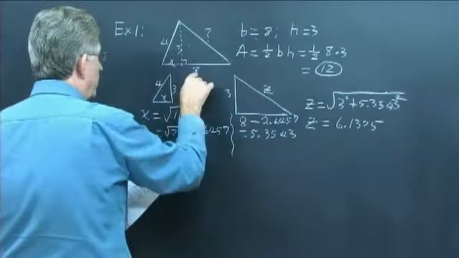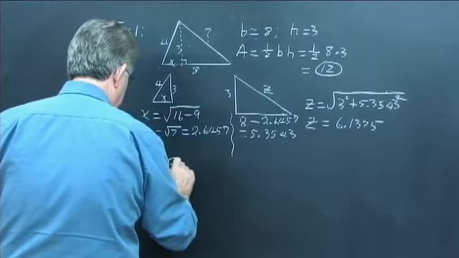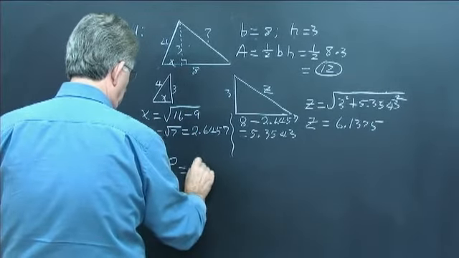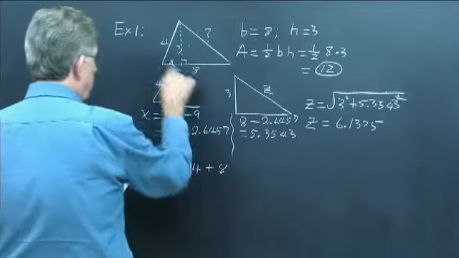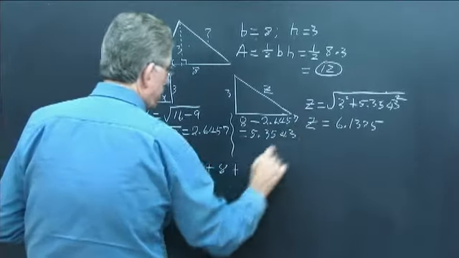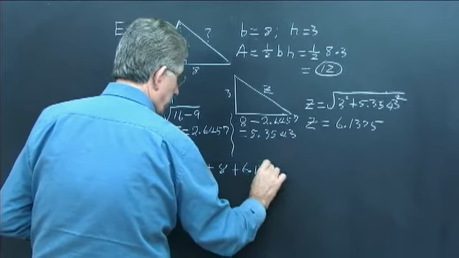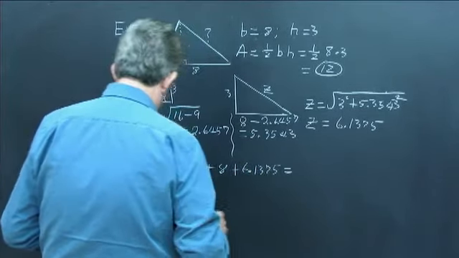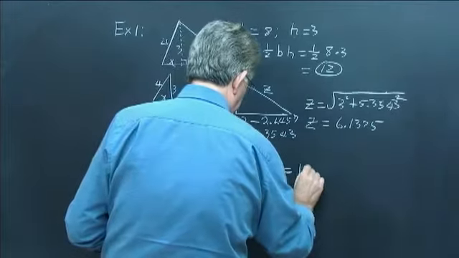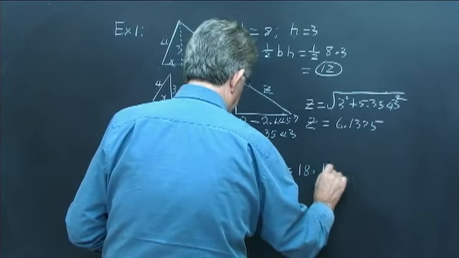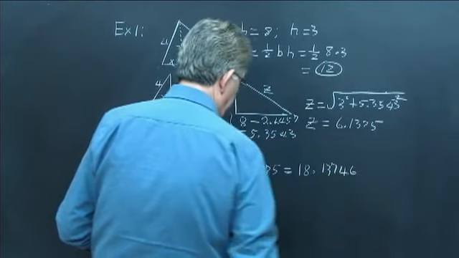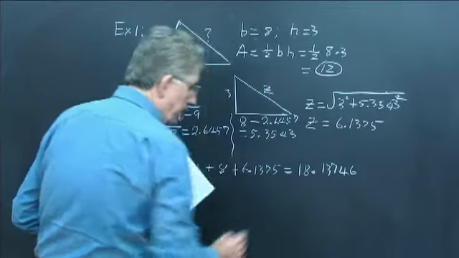So we got all three sides, and so the perimeter is simply the sum of those three sides. So there's those two. Here's this side, the Z side we just found, 6.1375. And adding all those, I think it comes up to 18.13746. Try it and see. I think you'll get those same answers.